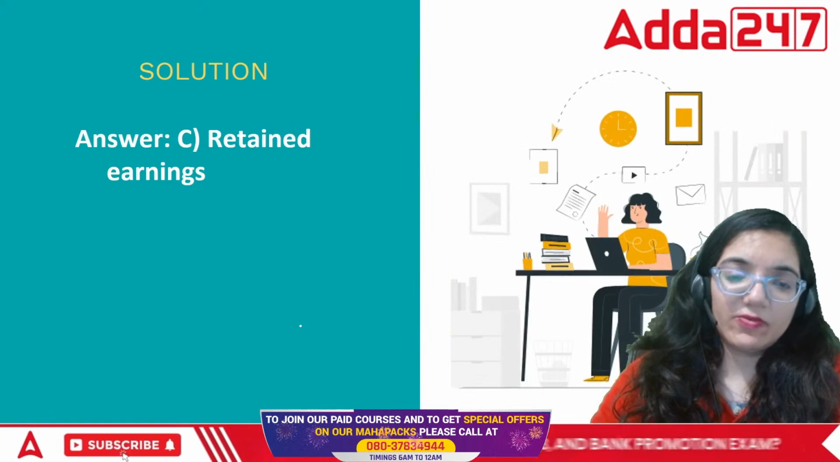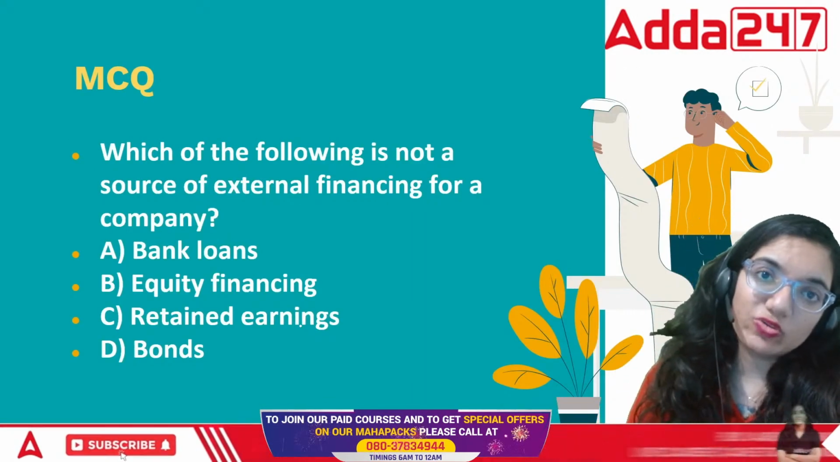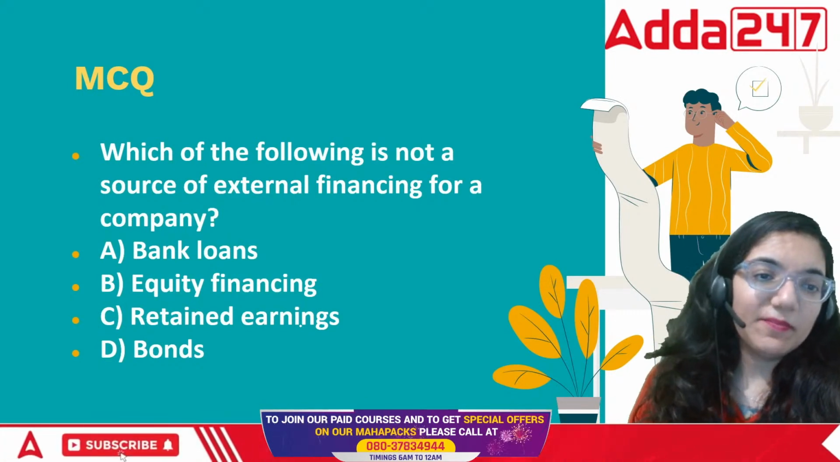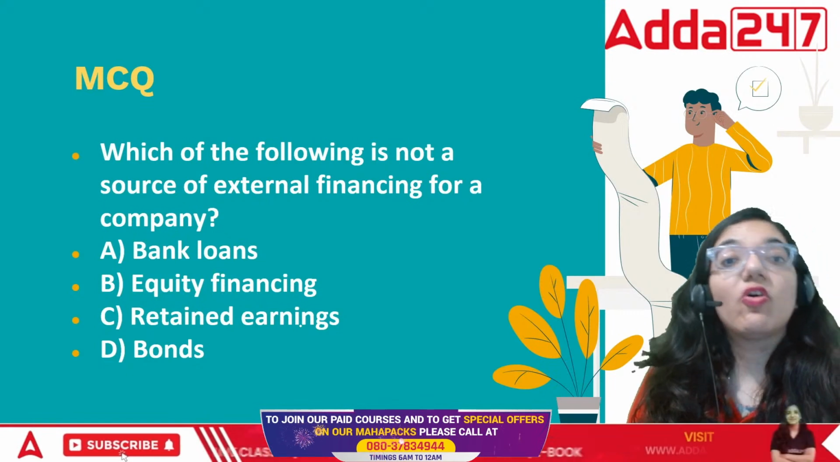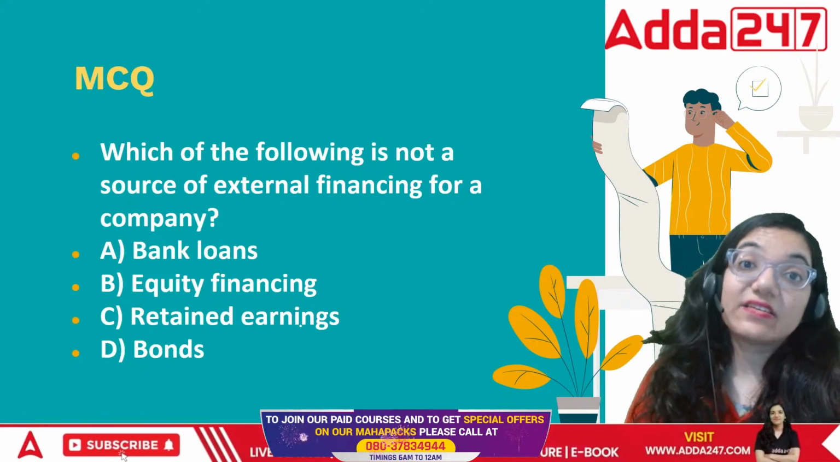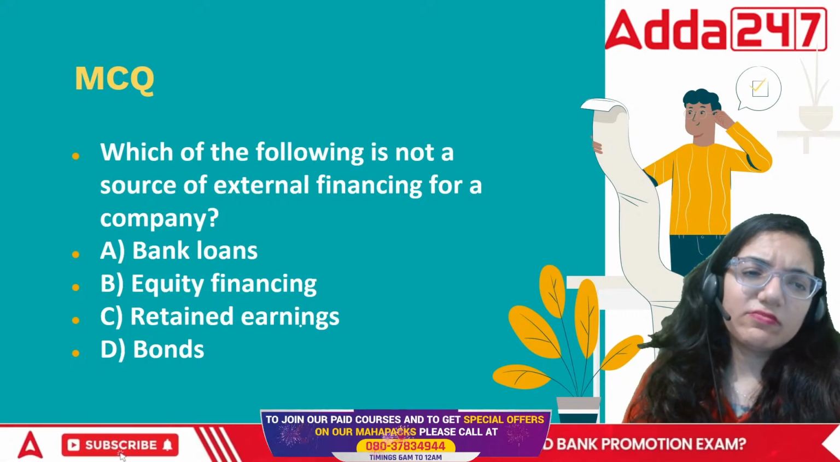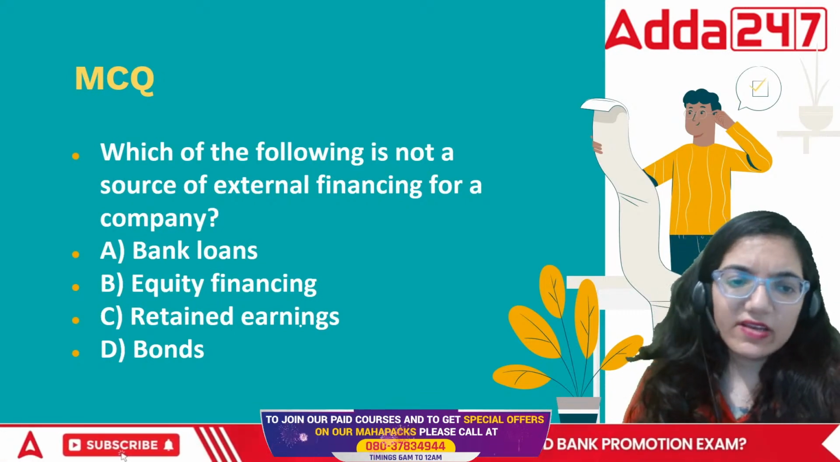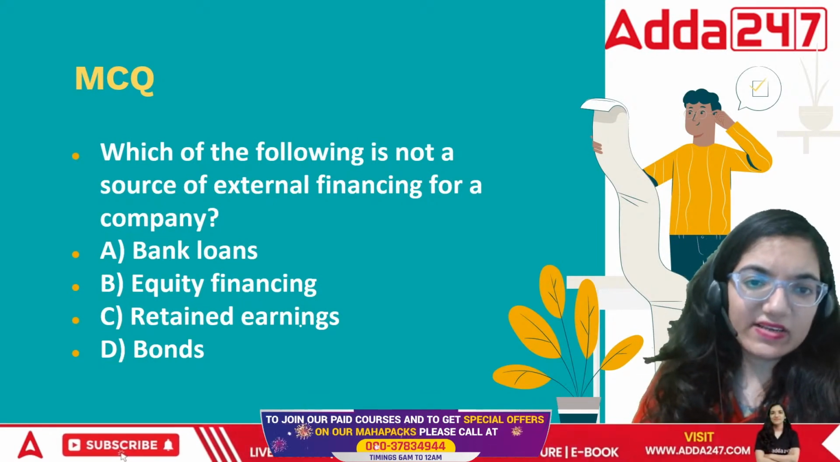Okay. Skip the question. Which of the following is not the source of financing for a company? Bank loans, equity finance, retained earnings, or bonds, which is not a source of external financing. External means outsiders. Bank loan is outsider, right? Then bonds are also outsiders.